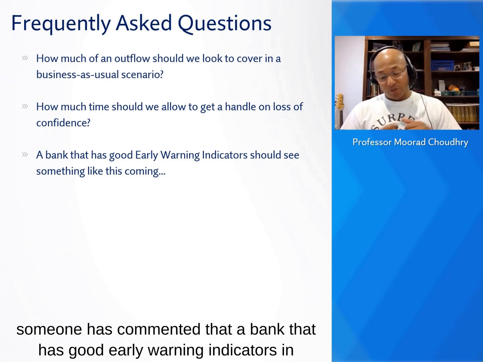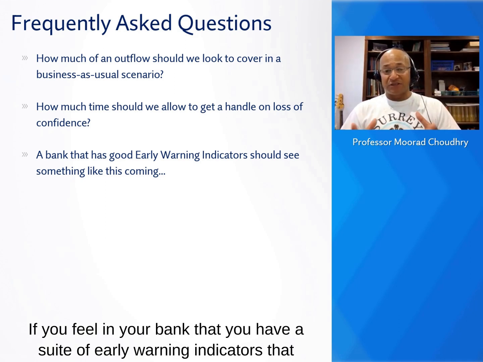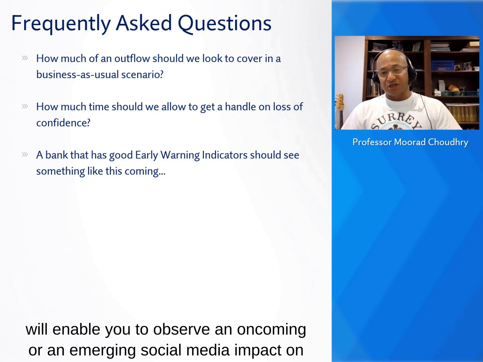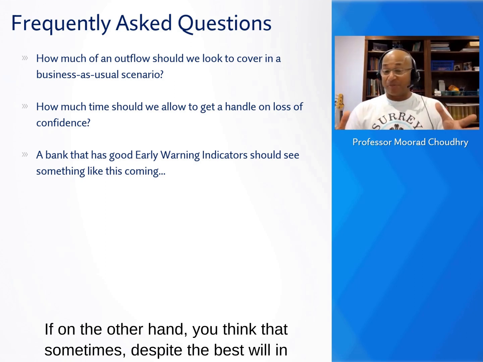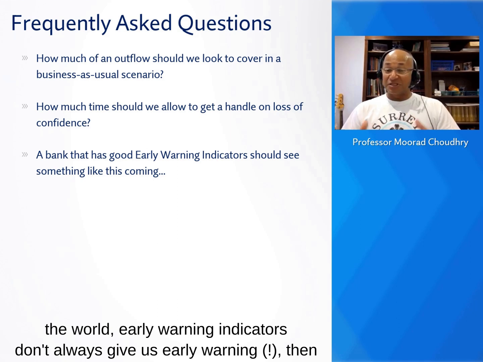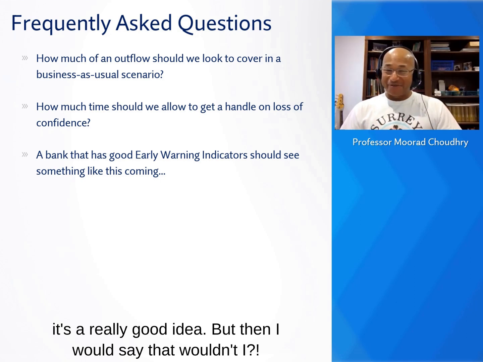Finally, someone has commented that a bank that has good early warning indicators in place should be able to see this sort of thing coming. Perhaps not. If you feel in your bank that you have a suite of early warning indicators that will enable you to observe an oncoming or emerging social media impact on your liquidity position, then of course you don't need this metric. If on the other hand you think that sometimes, despite all the best will in the world, early warning indicators don't always give us early warning, then it's probably a metric that you might want to consider. I personally think it's a really good idea, but then I would say that, wouldn't I?